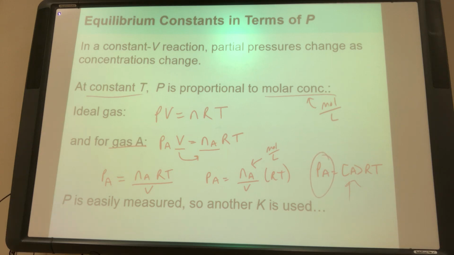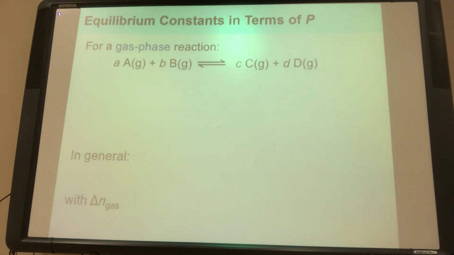So now we're going to talk about another K. Instead of Kc for concentration, it's going to be Kp for pressure. But it's very similar. So let's look at a gas phase reaction. So same thing. I've got my reactants A and B, my products C and D. These are my coefficients, but they're all gases. So now I can write my Kp. So P because we're talking about pressure, okay?